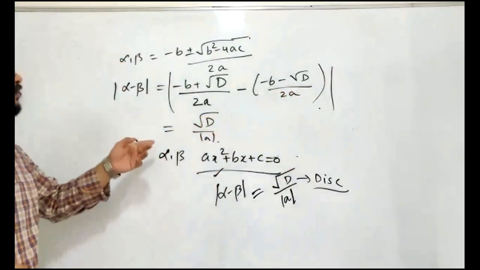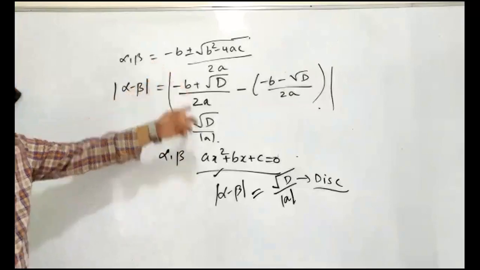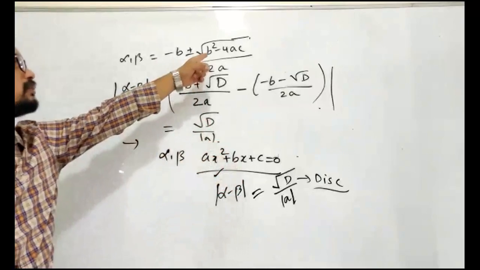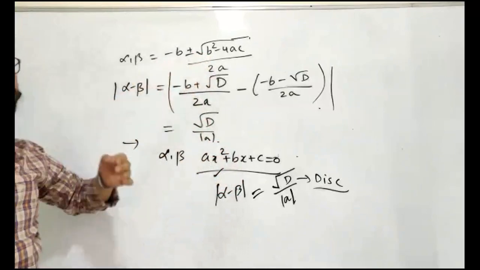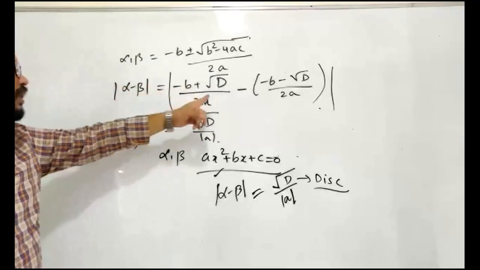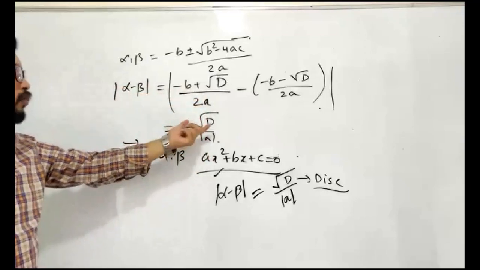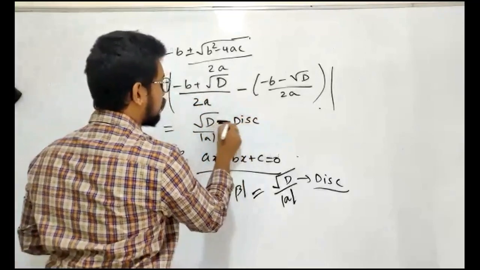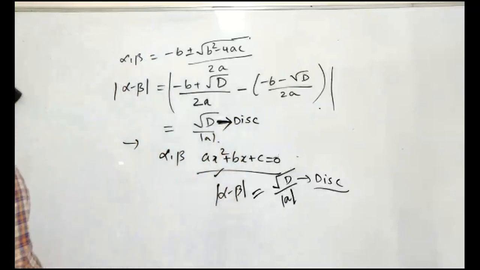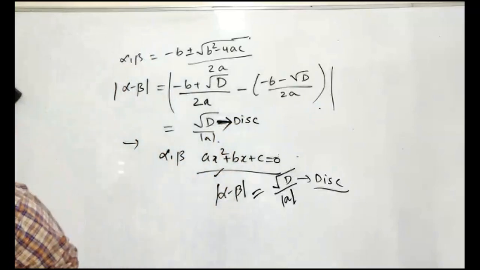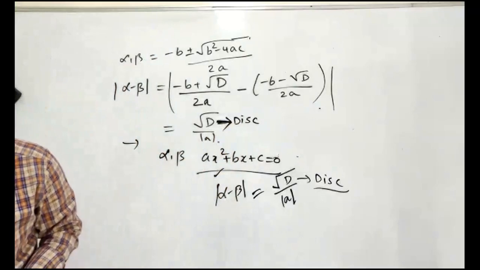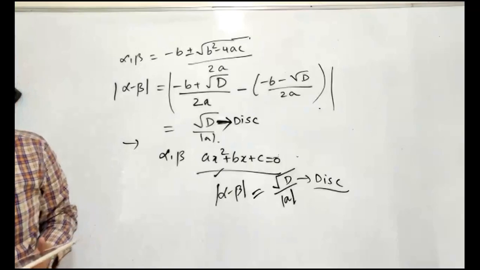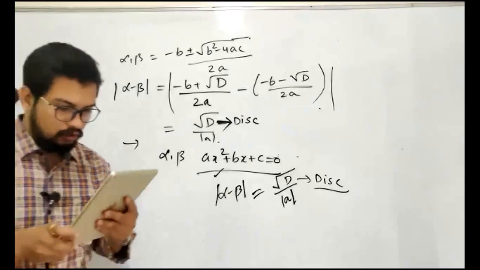Just as simple as it gets. Very simple. I am taking the roots of ax square plus bx plus c is equal to 0. Already we know the roots as minus b plus or minus under root of b square minus 4ac by 2a. I'm just taking the difference of the roots and you'll get root d by mod a, where d is nothing but the discriminant of the quadratic. Okay, hope this is clear. Next.